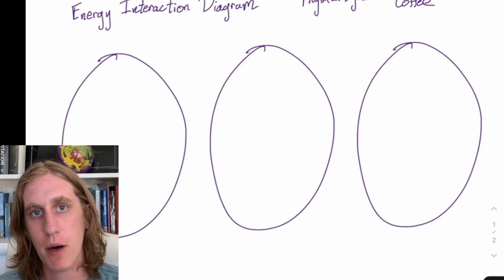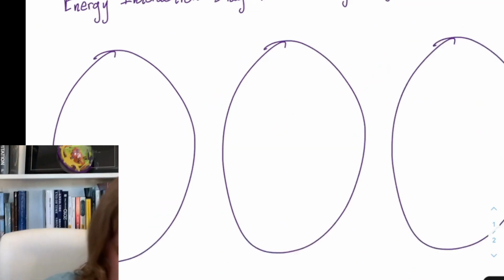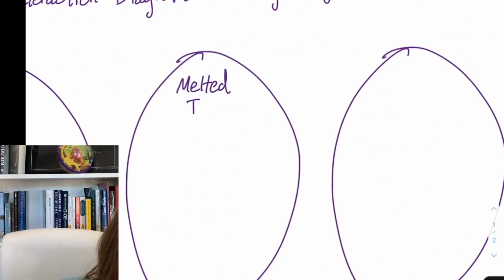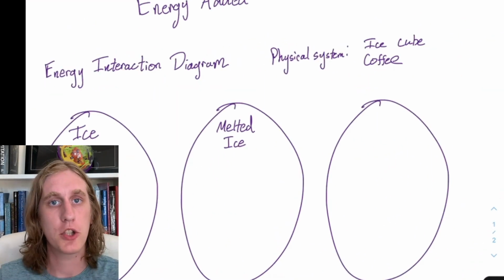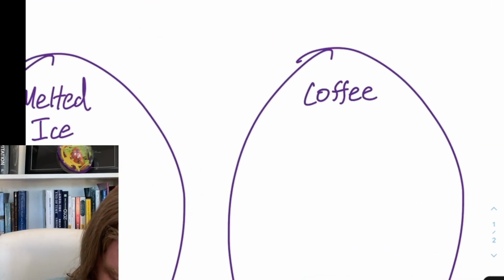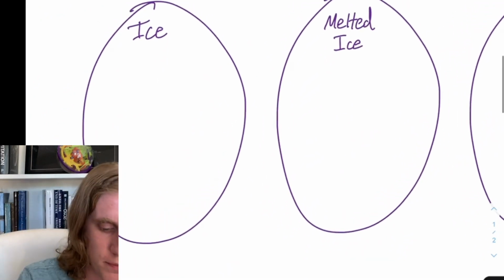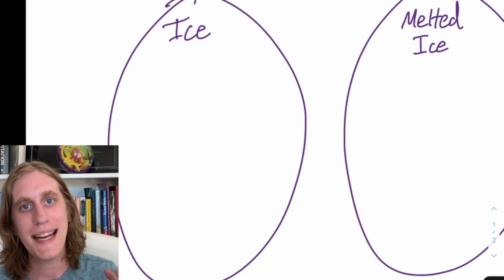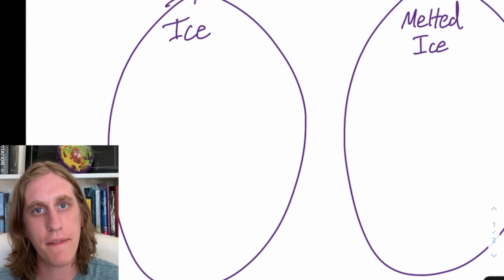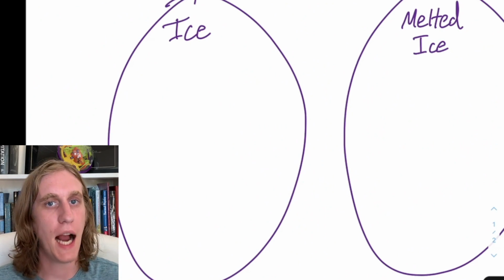Two of the energy bubbles correspond to the ice and the water that it turns into. The third bubble corresponds to the thermal energy of the coffee. Let's start by filling in this leftmost bubble, the ice bubble. The next thing we want to do is think about what kind of energy this bubble represents. In this case, we're going to use this bubble to represent the bond energy of the ice.